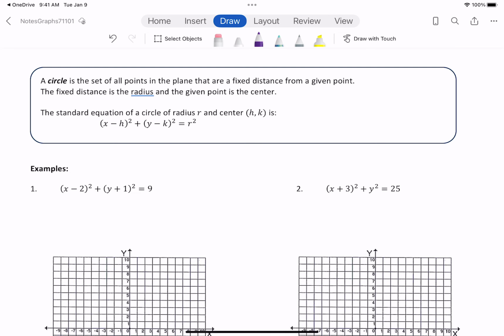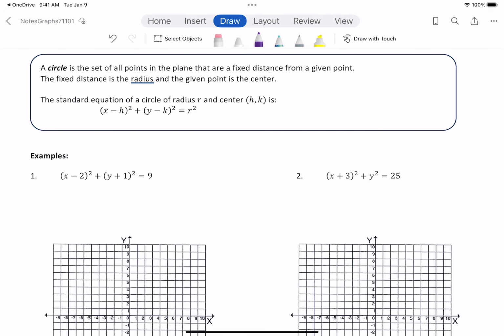The last thing we're going to look at is graphing circles, and this is kind of one of my favorites. A circle is the set of all points in the plane that are a fixed distance from a given point. That fixed distance is what we call the radius, and the given point is the center. So the standard equation of a circle of radius r and center h, k, those are just numbers, is x minus h squared plus y minus k squared equals r squared.